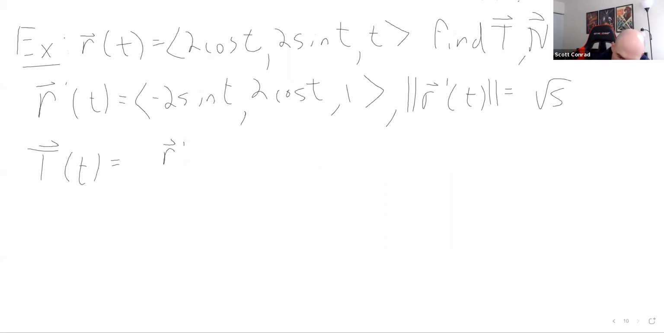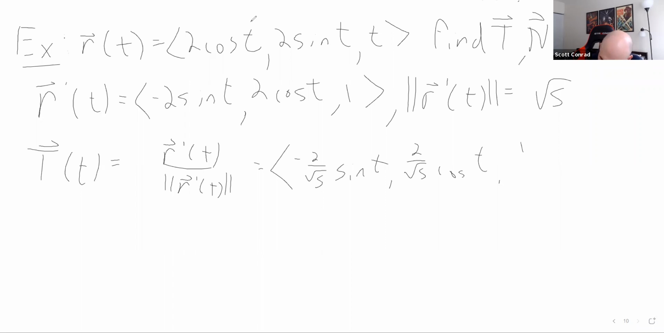So unit tangent is r prime t divided by magnitude r prime t. So it's 1 over root 5, which is the magnitude. You know what? Let's just bring that 1 over root 5 inside. So we get negative 2 over root 5 sine t, 2 over root 5 cos t, and then 1 over root 5.